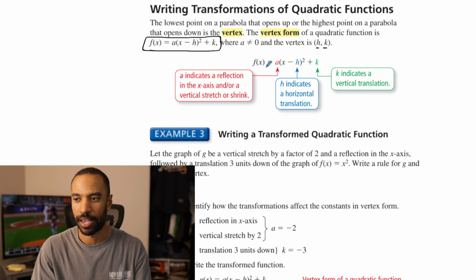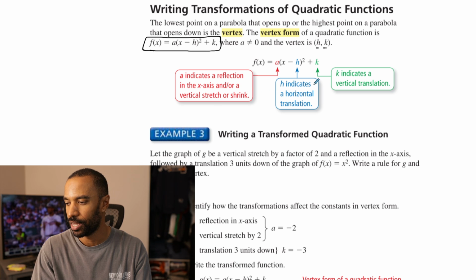All right, A is a reflection if it's negative. If it's positive, it's not a reflection. And then it's a vertical stretch or shrink.